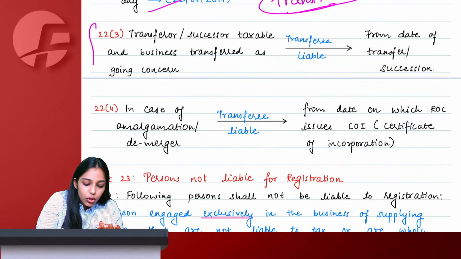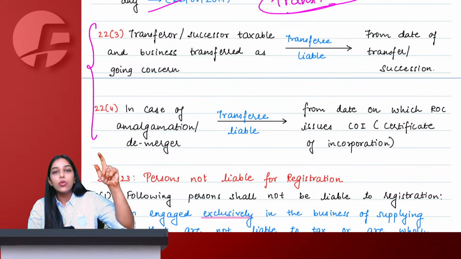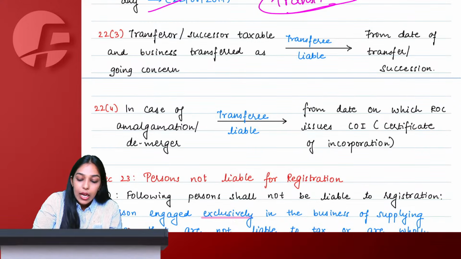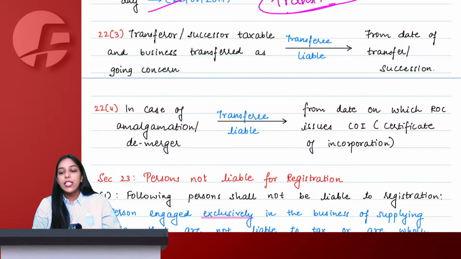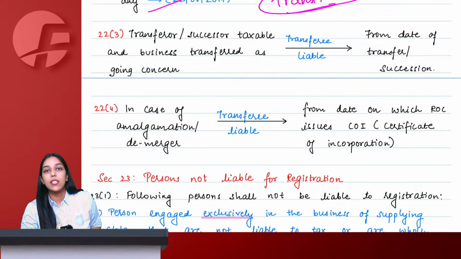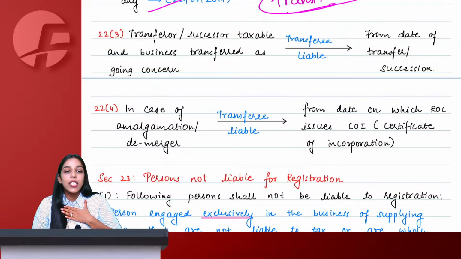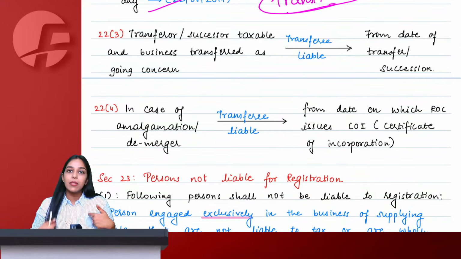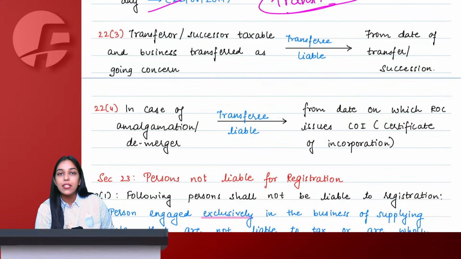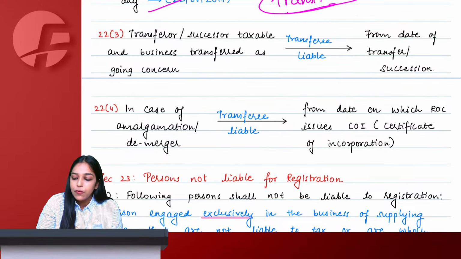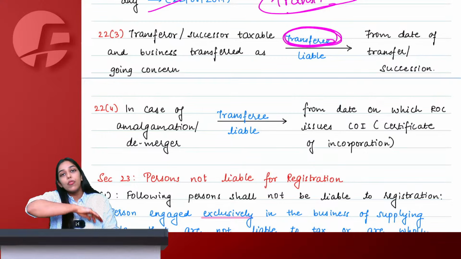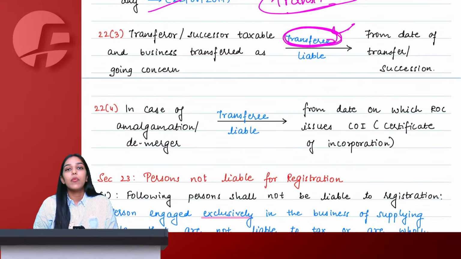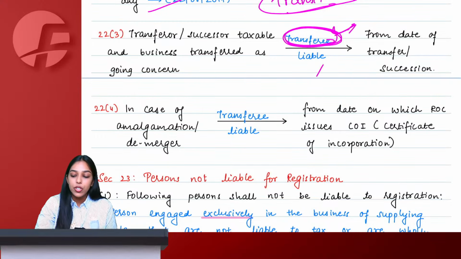Then 22.3 and 22.4. 22.3 and 22.4 says that if I am a person transferring my business as a going concern to someone, of course, I was a taxable person. Now I transferred my business as a going concern to someone. So that person is going to continue running my business. So of course, from the date of transfer, this person who is now taking over my business, the transferee, will be liable for registration.